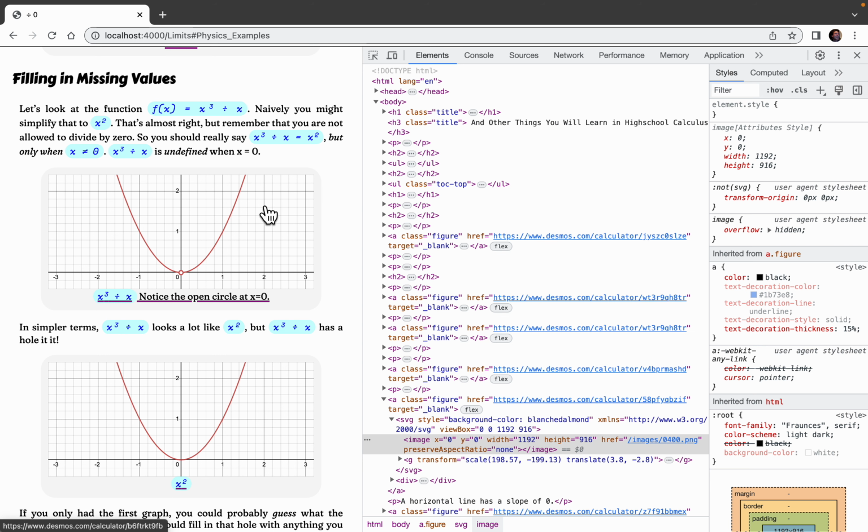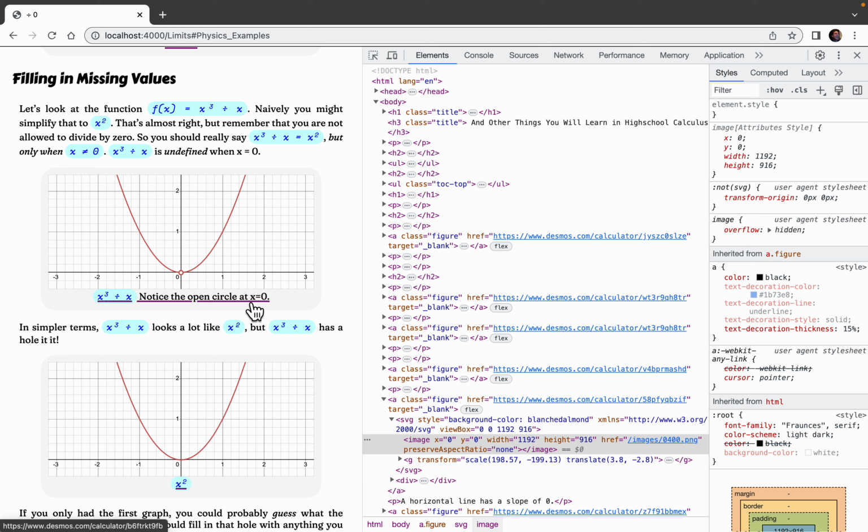Filling in missing values. Let's look at the function f of x equals x to the third divided by x squared. Naively, you might simplify that to x squared. That's almost right, but remember that you are not allowed to divide by 0. So you should really say x to the third divided by x equals x squared, but only when x does not equal 0. X to the third divided by x is undefined when x equals 0.